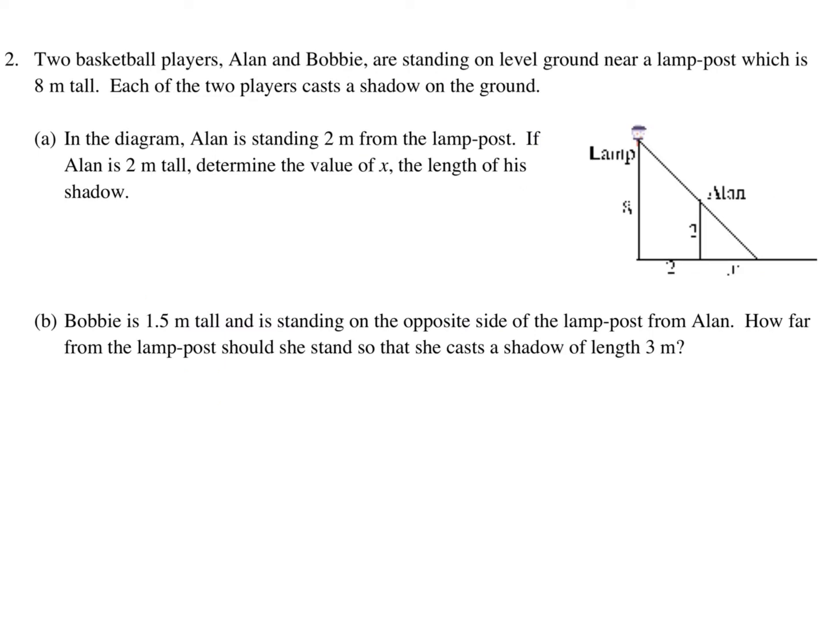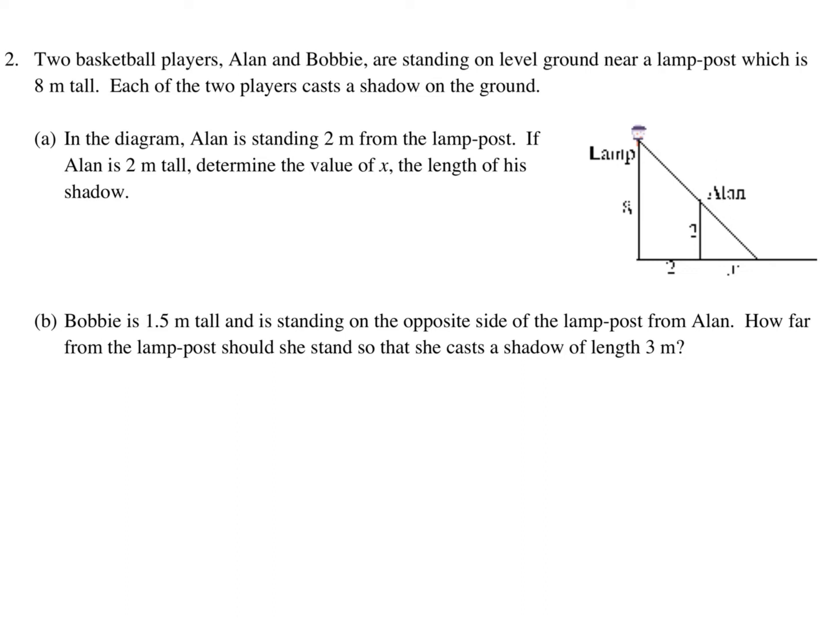Two basketball players, Alan and Bobby, are standing on level ground near a lamppost which is 8 meters tall. Each of the two players casts a shadow on the ground. On the diagram, Alan is standing 2 meters from the lamppost. If Alan is 2 meters tall, determine the value of x, the length of his shadow.